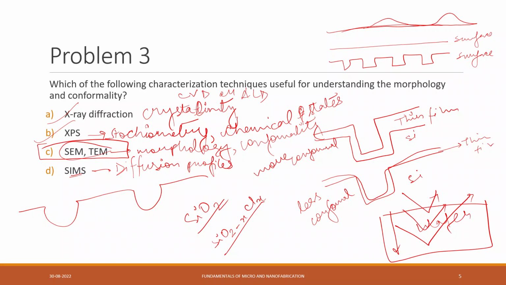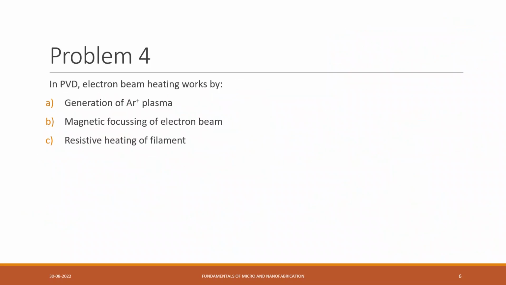Okay. Any doubts? So we discussed mostly all the characterization techniques that are there in the options. Hopefully, you all got it, yeah? Okay, let's go to the next question.